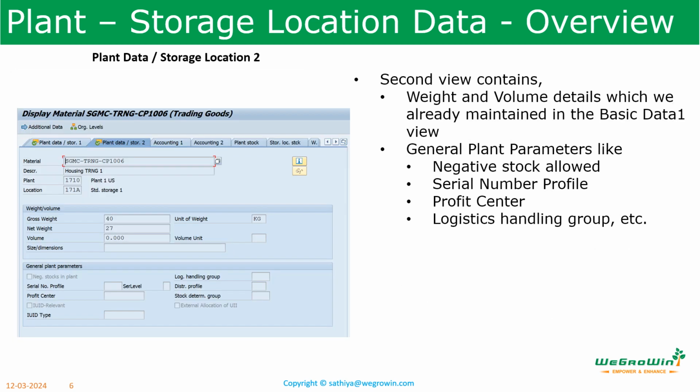The second view contains weight and volume details, which we already maintain in the basic data 1 view. General plant parameters like negative stock load, serial number profile, profit center, logistics handling group. These are also details which we have already maintained in different views. They are captured here.